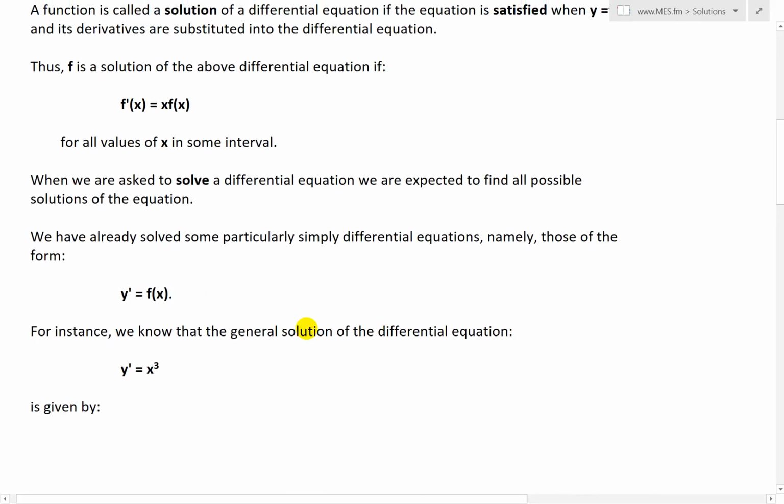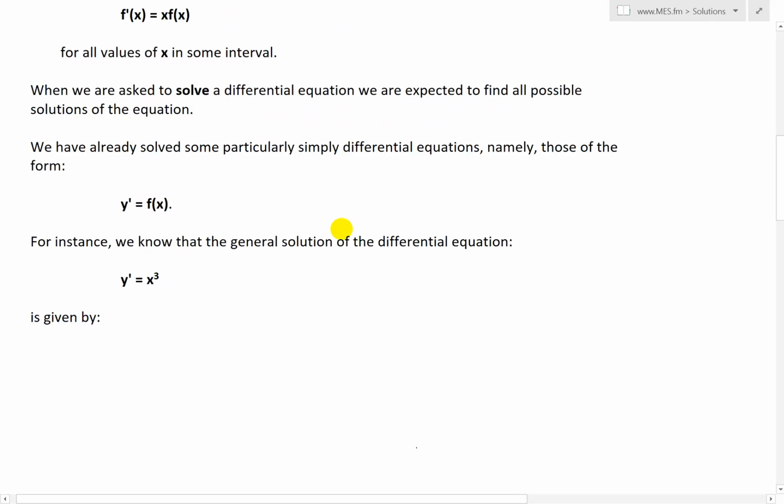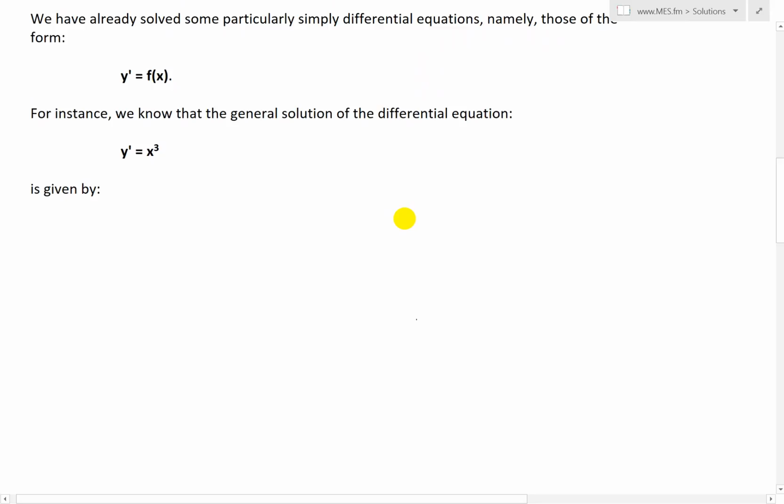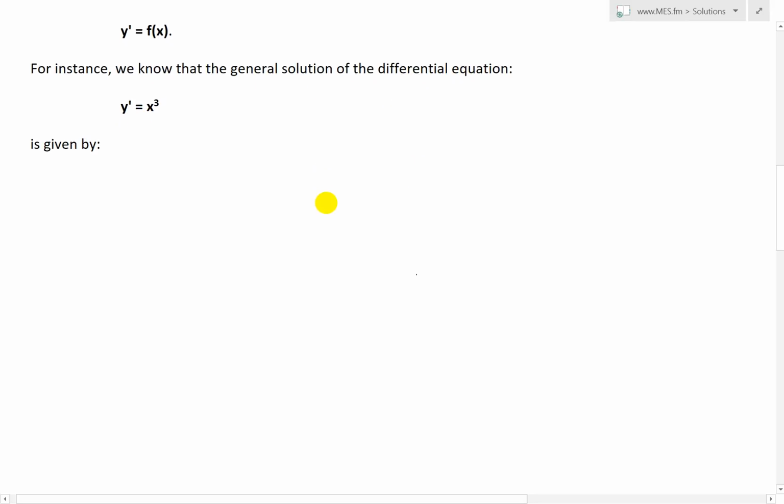So when we are asked to solve a differential equation, we're expected to find all possible solutions of the equation. And we have already solved some particularly simple differential equations, namely those of the form y prime equals f of x, like I showed in my earlier videos. For instance, we know that the general solution of the differential equation y prime equals x cubed is given by, well, this is just a derivative, so take the integral: x to the fourth divided by 4 plus a constant c.